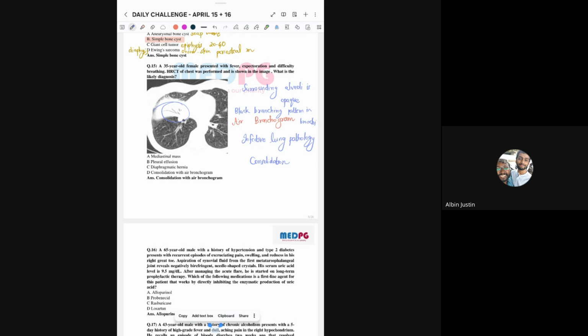Another CT finding they can ask is ground glass opacities, GGO, in COVID. Ground glass opacities.